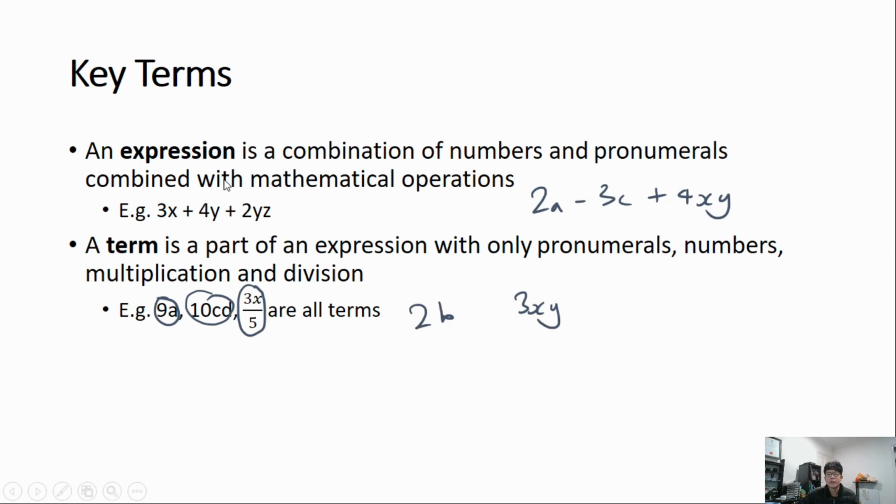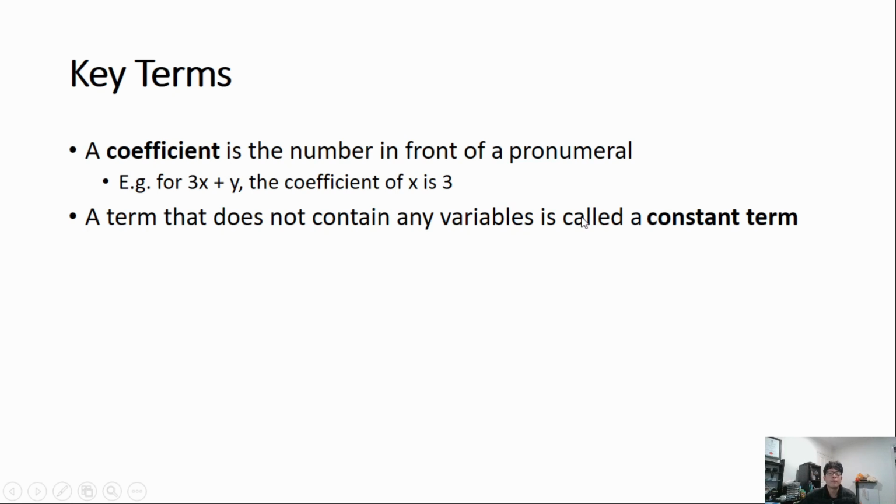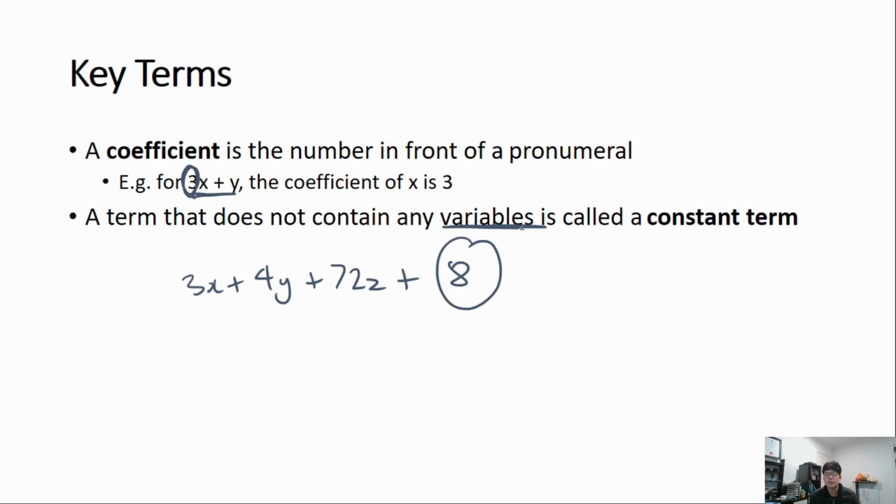Alright, so now moving on to the next two key terms, we had, like I said before, coefficients and constant terms. A coefficient is a number in front of a pronumeral. So example, in this expression here, 3x plus y, the coefficient of x is 3. So that's simply the coefficient there. So just the number in front of the letter. Also, a term that does not contain any variables is called a constant term. So I've just got an example expression over here for you. The constant term in this will be the 8 because that's the only term that does not contain any variables. So 8 will be the constant term. So in other words, it's pretty much just the number by itself.